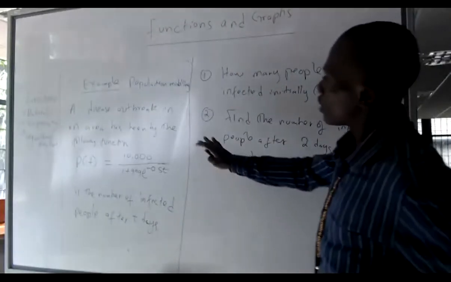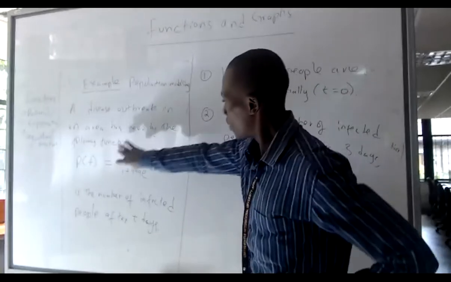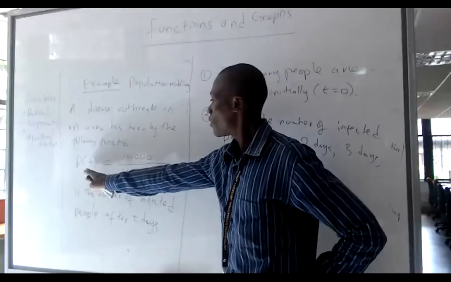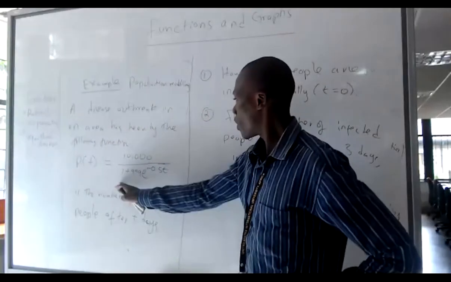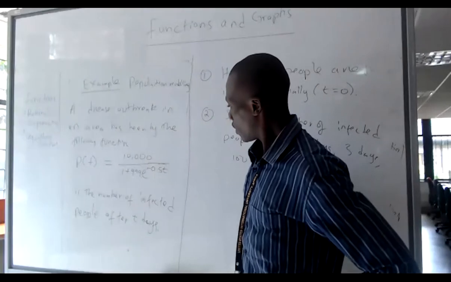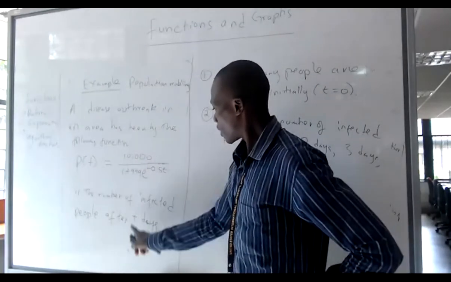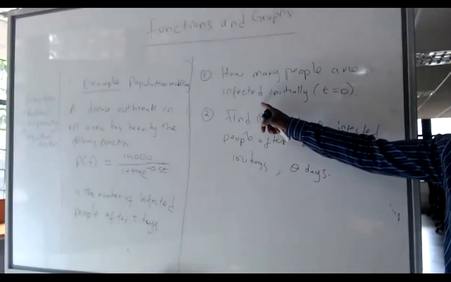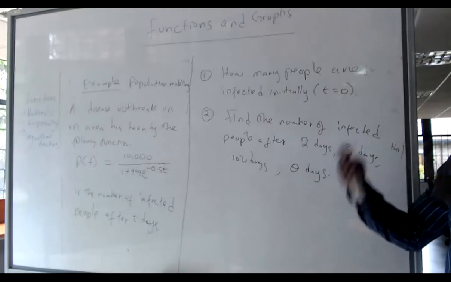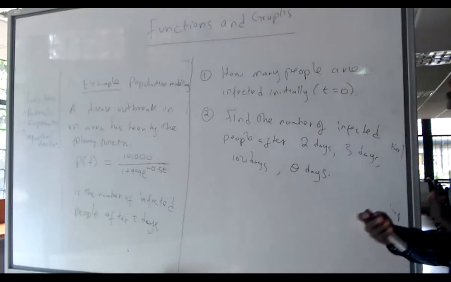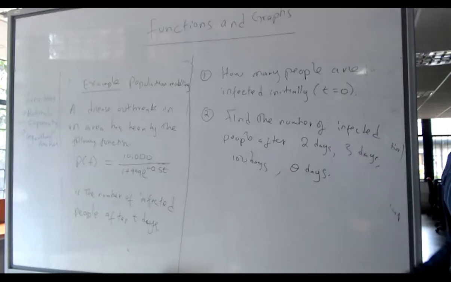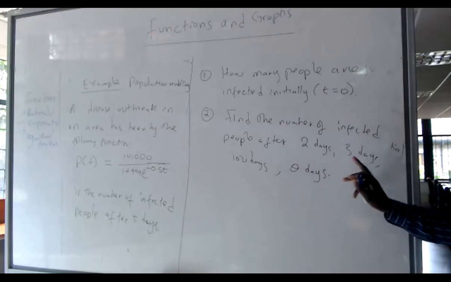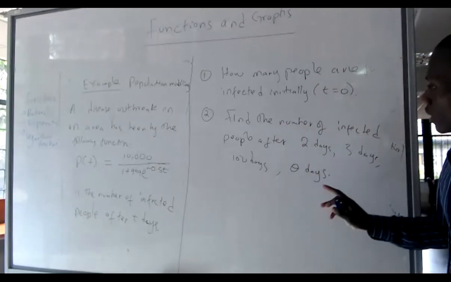So we have been told that a disease outbreak in an area is being modeled by this function, P of t. So this is the population that is infected by a disease after t days. It's given by 10,000 divided by 1 plus this exponential function. First question, how many people are infected initially? So how many people have the disease when you start counting, or when the outbreak has been declared, that's at the time t0. Then find the number of infected people after 2 days, 3 days, 100 days, and then theta days.